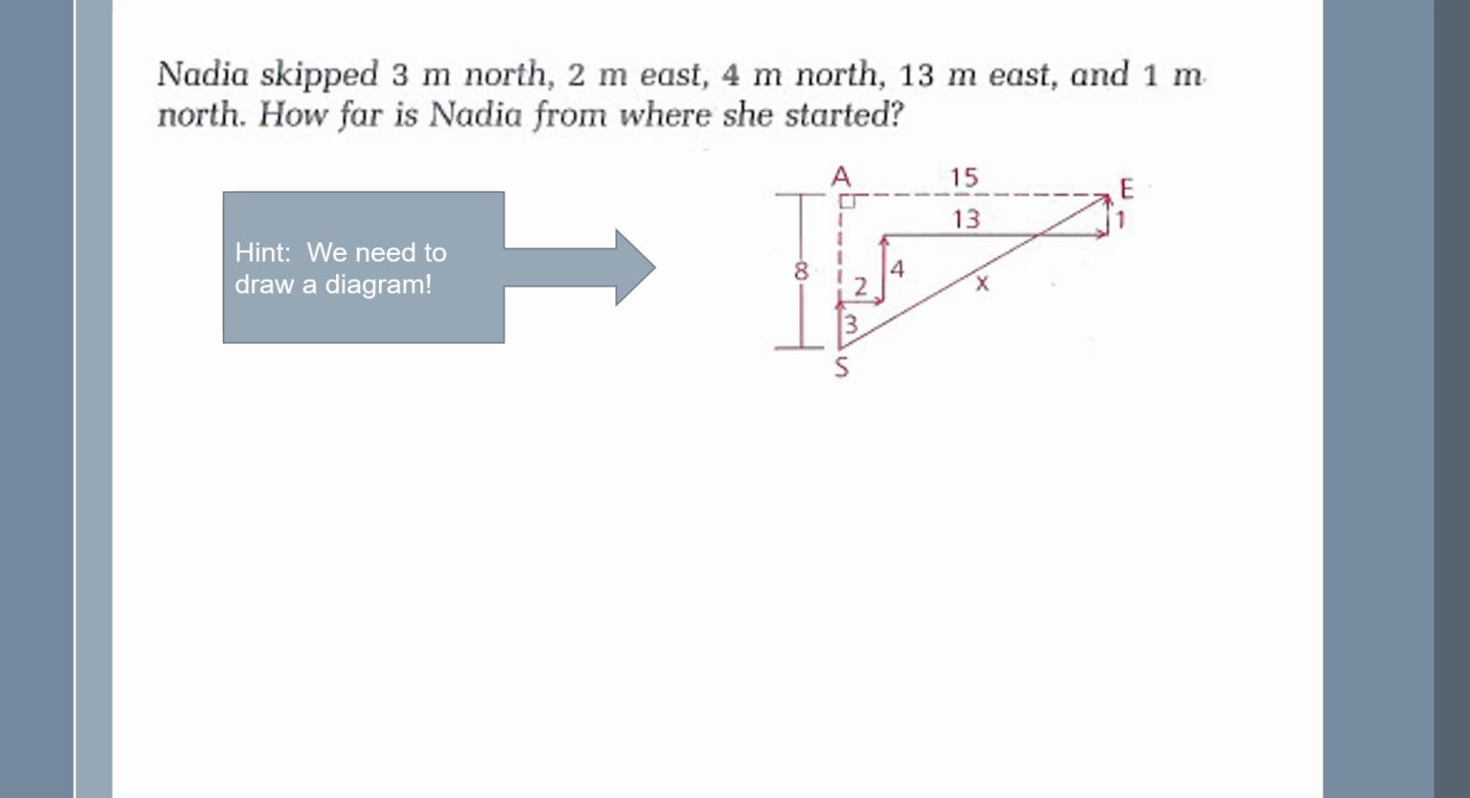So we end up with a right triangle, and 8 and 15 are the two legs of the right triangle. X is the hypotenuse. So is that a Pythagorean triple? Take a moment, think about it. 8, 15, 17. Yes, it's a Pythagorean triple. So I don't even have to play around with solving. Basically, x would be equal to 17.